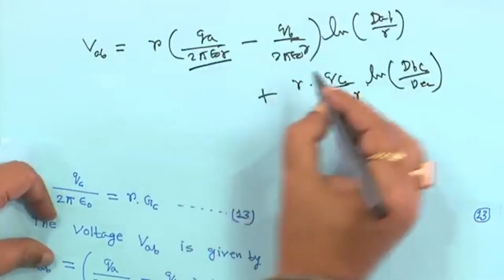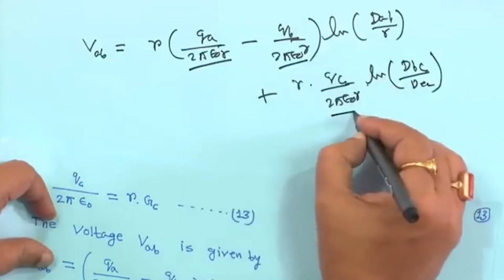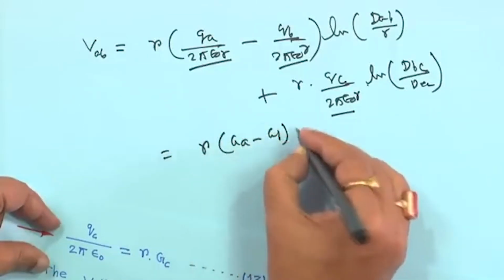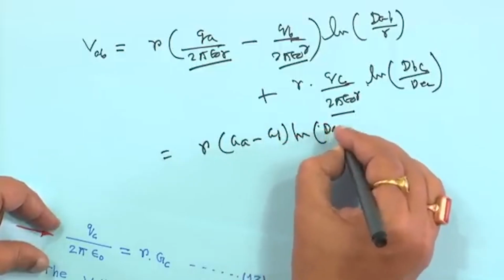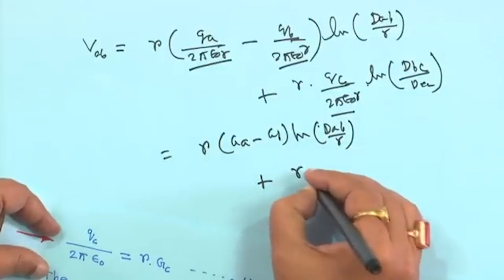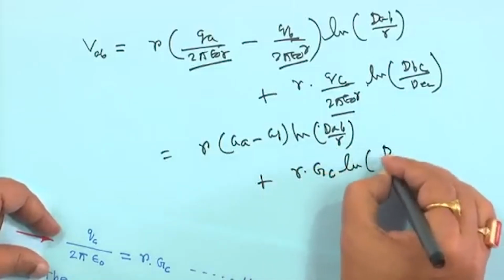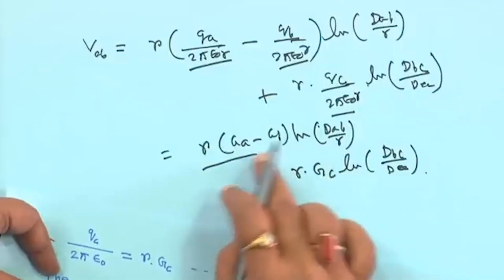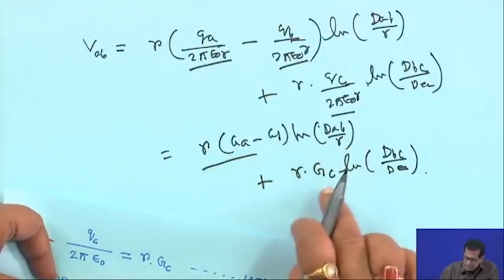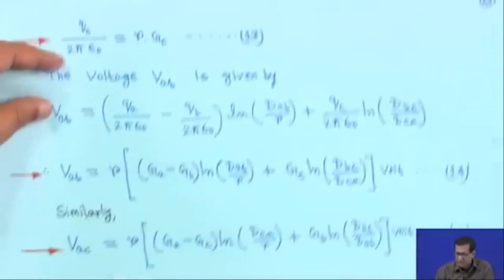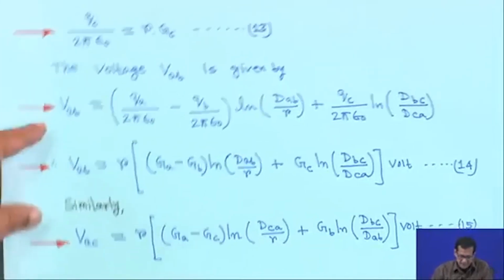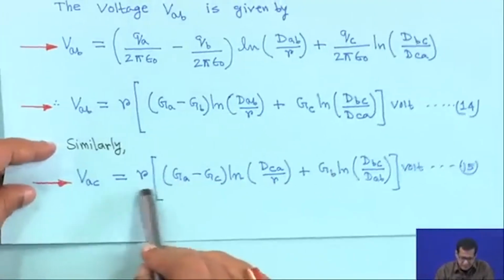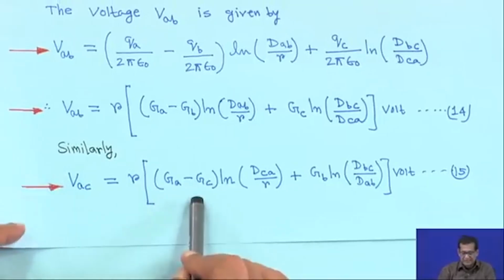So, this is actually GA, this just now we have given, this is GB and this is GC. So, it will be actually R into GA minus GB ln DAB upon R plus R into GC ln DBC upon DCA, right. That means, you take R common. So, it will be GA minus GB into ln DAB upon R plus GC ln DBC upon DCA. So, that is what we are writing here, that VAB is equal to R into GA minus GB ln DAB plus this term. Similarly, VAC you will get the same way, easy to remember.